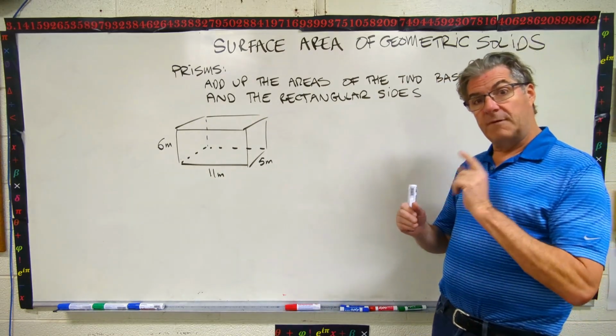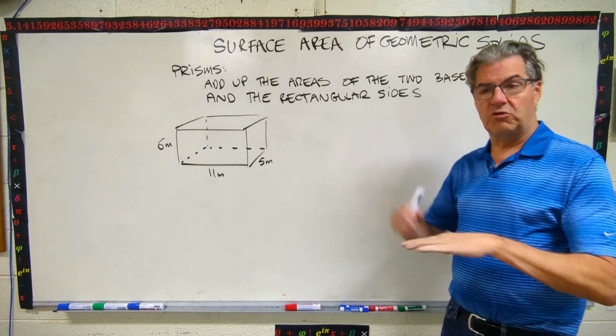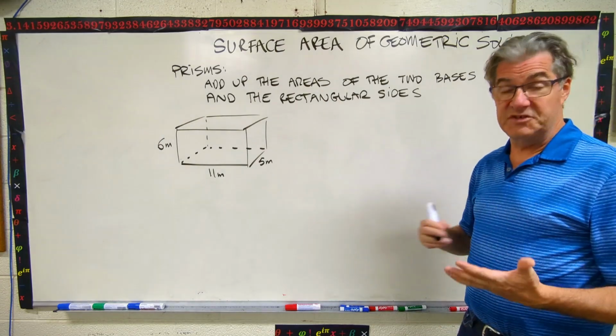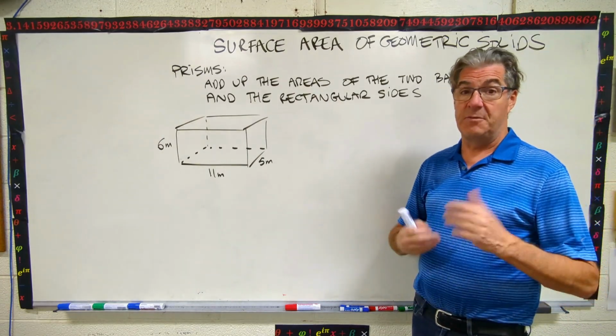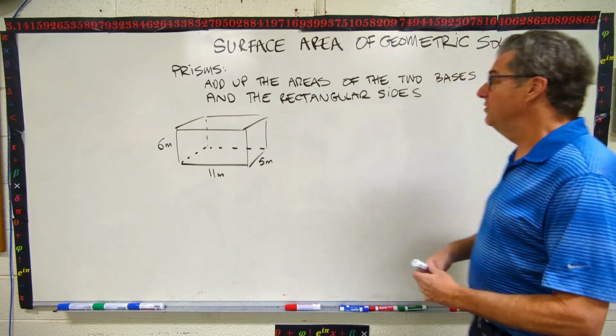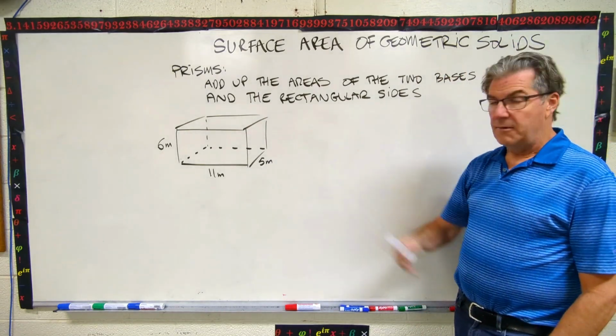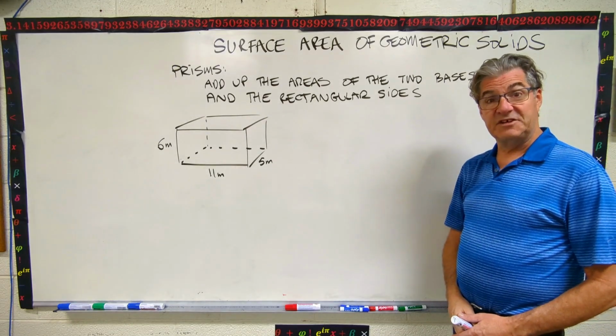And then it has rectangular faces that go around and connect the 2 bases. So what you do for a prism is you just add up the areas of the bases and the faces. So I've got that definition, there are those instructions, and then we're going to do one of these problems right there. So let's get started.